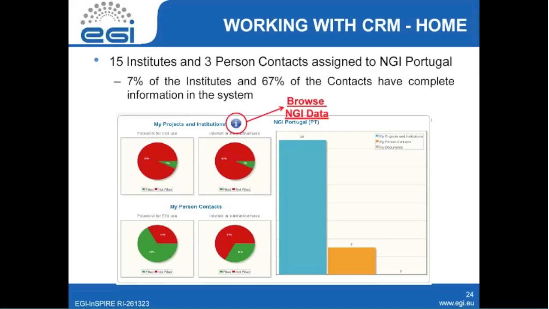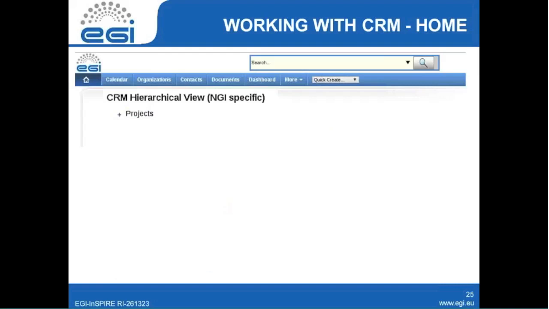So basically, on your home page, you have this icon, which is identified as an eye. And if you click on this icon, you will be able to browse your specific NGI data. If you do that, you are redirected to a page like this, and this will provide you a hierarchical view of the data which is assigned to your NGI.